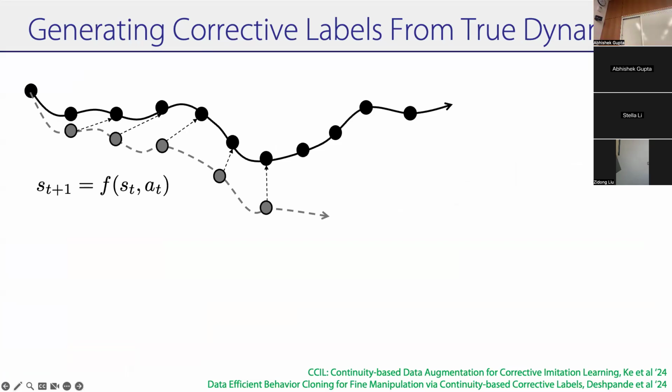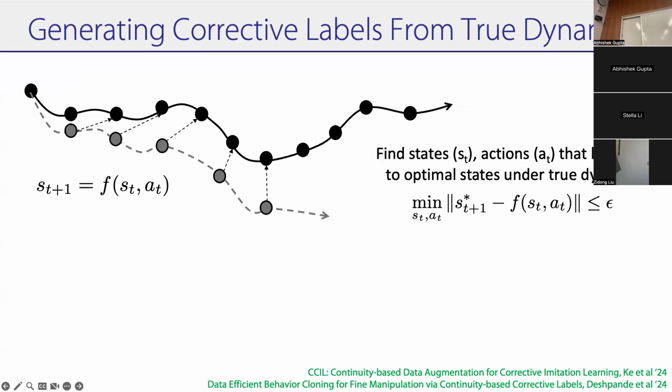So like Sid was saying, if you knew a simulator or something that looks like the dynamics of your environment, which says, if you're at ST, you took action AT, you got to ST plus 1, then you can synthesize corrective labels by just saying, let me find states ST and actions AT such that states ST and action AT will project through the dynamics of your system, bring you back to an optimal state, right?